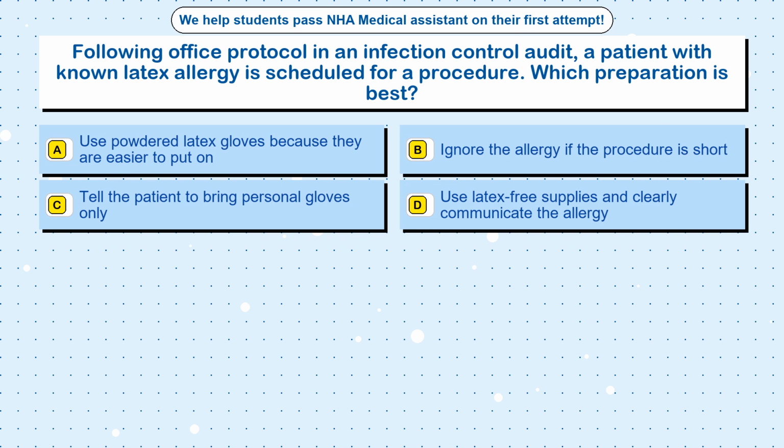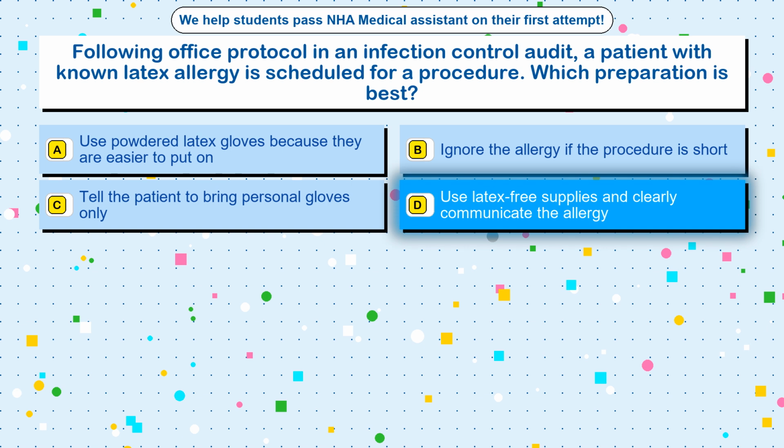Question 49. Following office protocol in an infection control audit, a patient with known latex allergy is scheduled for a procedure. Which preparation is best? Option A, use powdered latex gloves because they are easier to put on. Option B, ignore the allergy if the procedure is short. Option C, tell the patient to bring personal gloves only. Option D, use latex-free supplies and clearly communicate the allergy. The correct answer is option D, use latex-free supplies and clearly communicate the allergy.